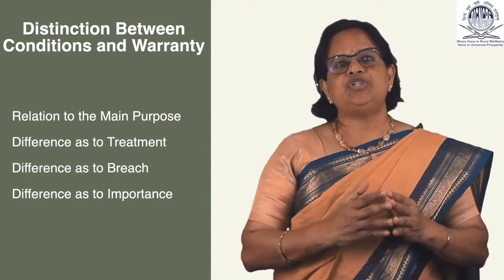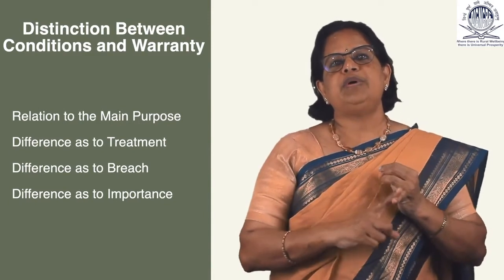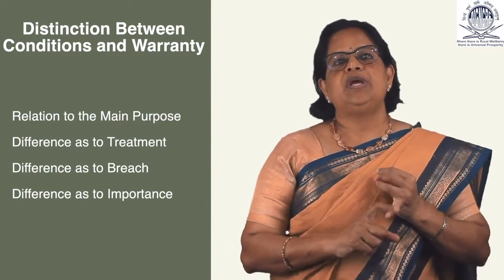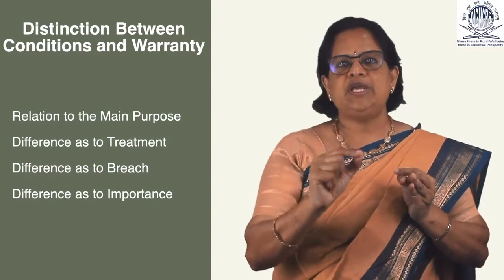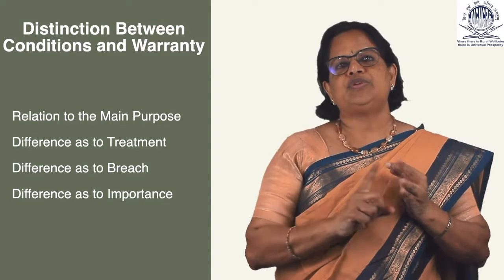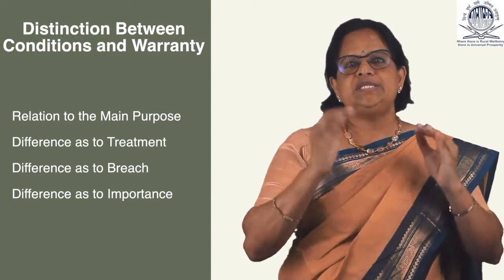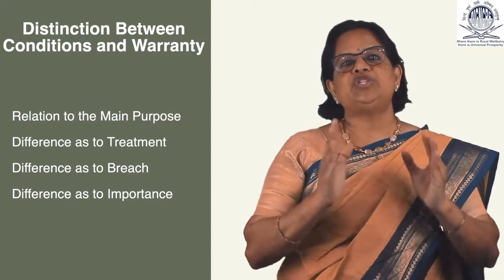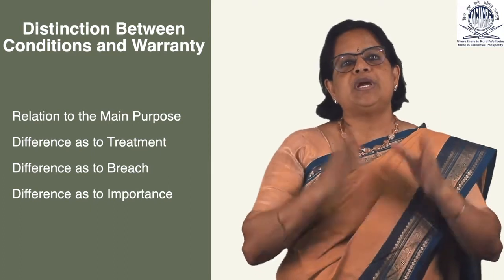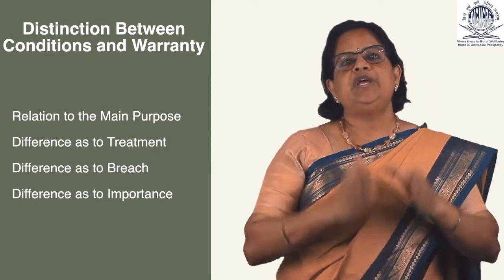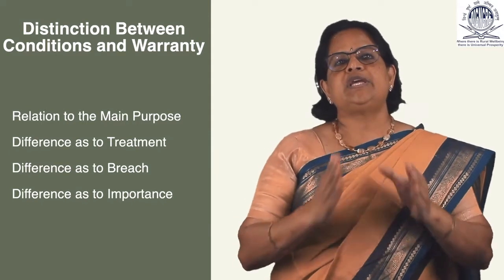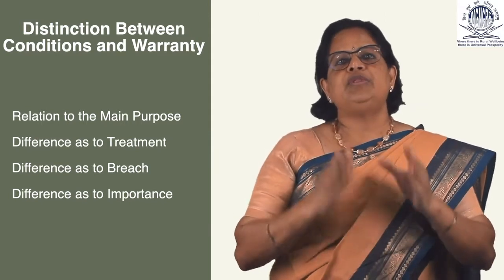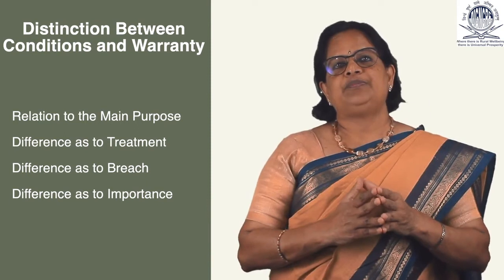Condition is a stipulation essential to the main purpose of a contract. But a warranty is a stipulation which is only subsidiary or collateral to the main purpose of the contract. The second distinction is based on importance. Conditions have to be satisfied in order to complete the contract. But the main contract can be completed even if the warranty is not fulfilled.